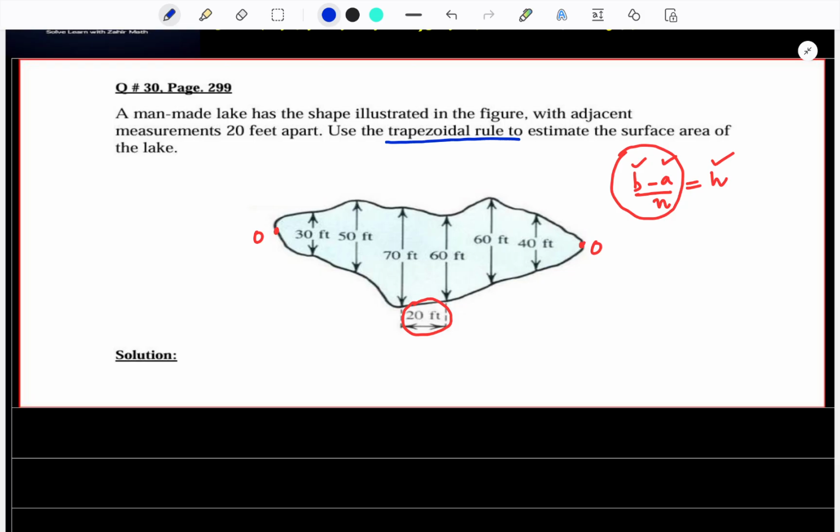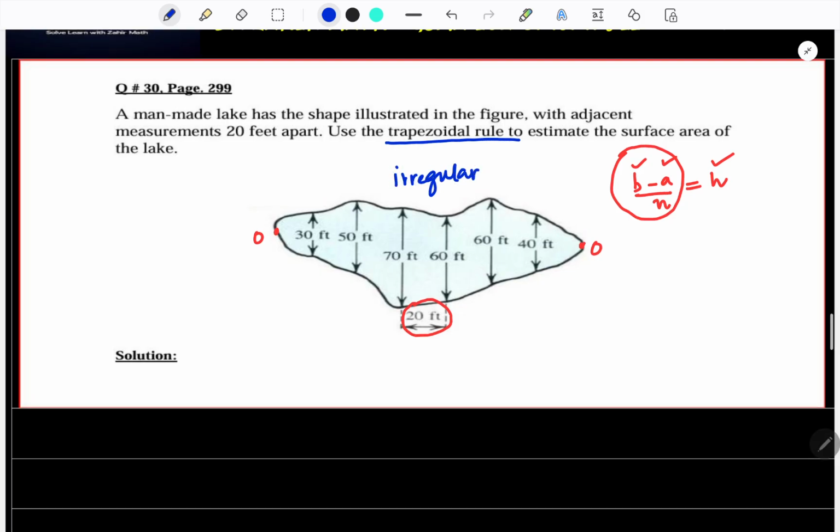The surface is irregular. Irregular means not a regular shape like a square or rectangle. And the vertical arrows are the distances between the upper and the lower boundary of the lake. So what are the values? 0, 30, 50, 70, 60, 60, 40 and 0. We are going to do all these things using the trapezoidal rule, not Simpson's rule.